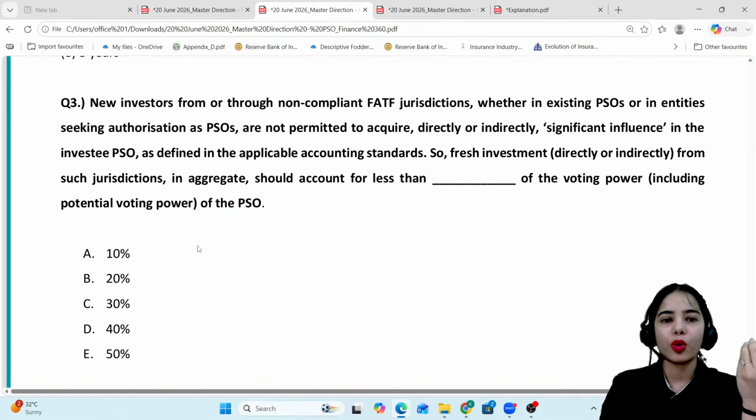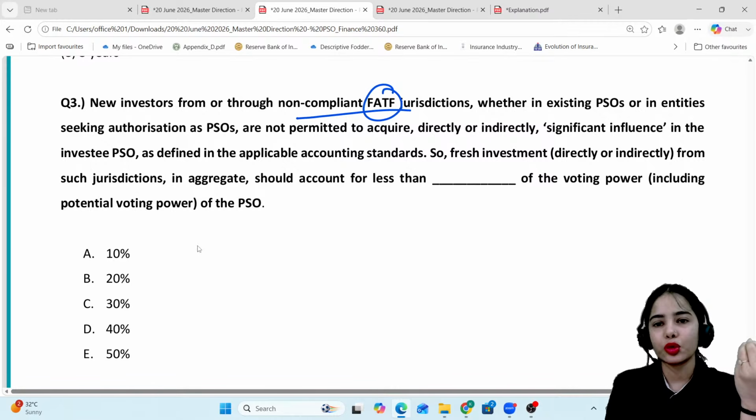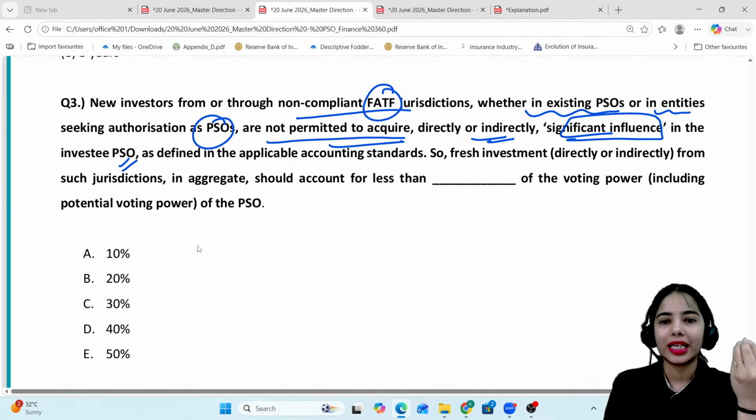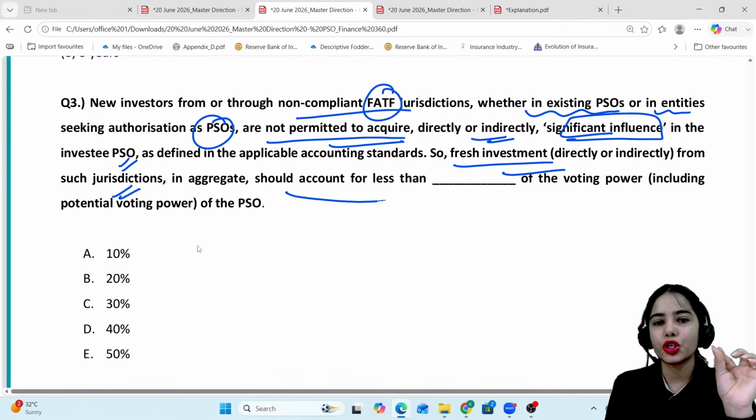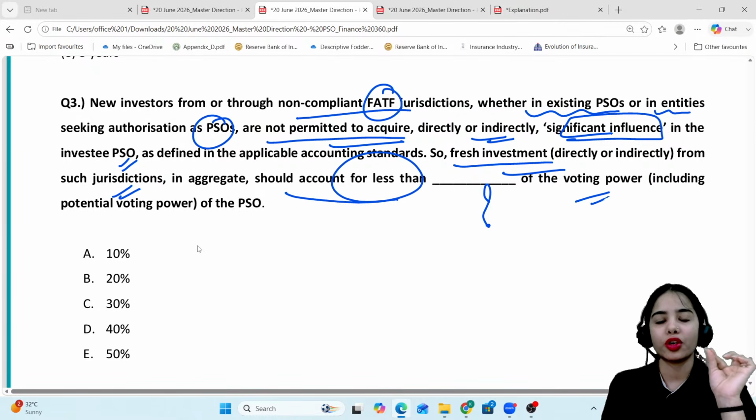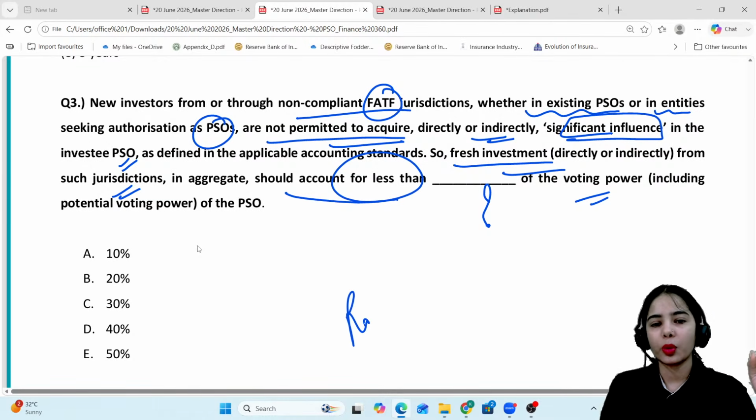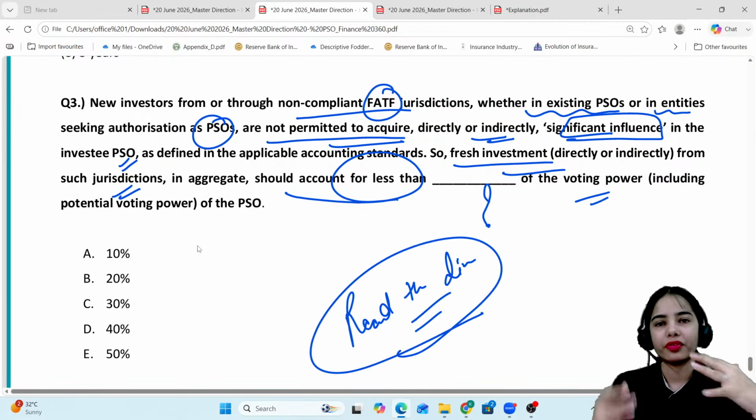New investors from or through non-compliant FATF jurisdictions, whether in existing PSOs or in entities seeking authorization as PSOs, are not permitted to acquire directly or indirectly significant influence in the investee PSO. That means the fresh investment from such jurisdictions in aggregate should account for less than what percentage of the voting power? So, an easy question. If you have heard the directions, you will be able to answer. Just read it once more.